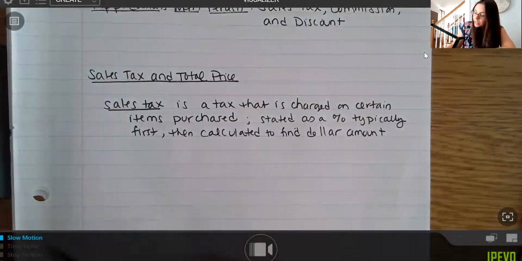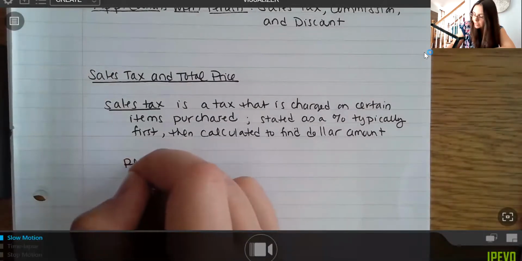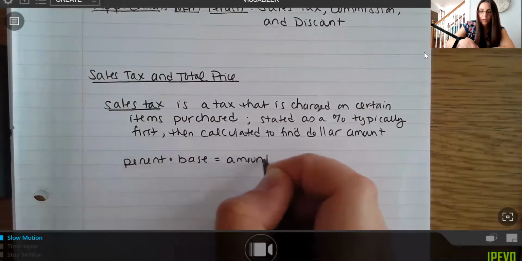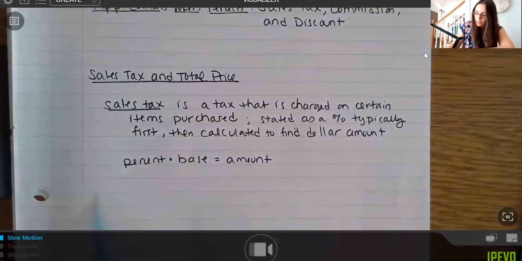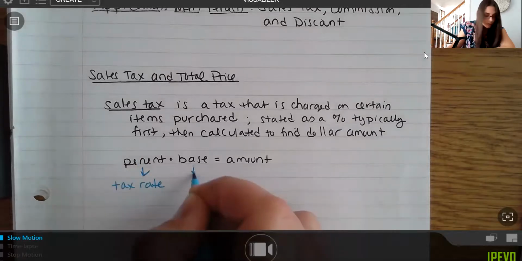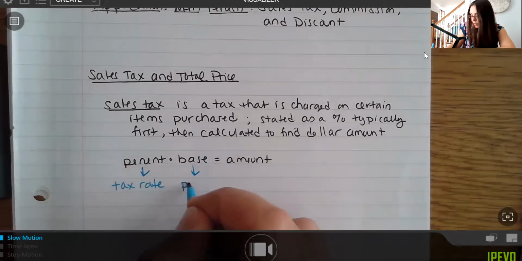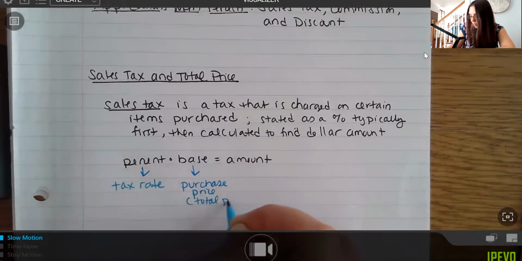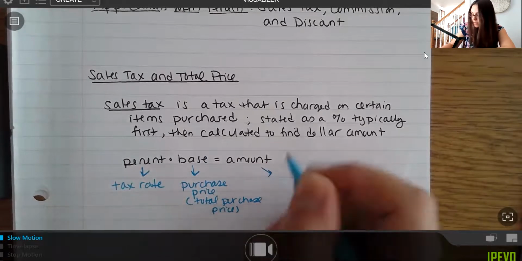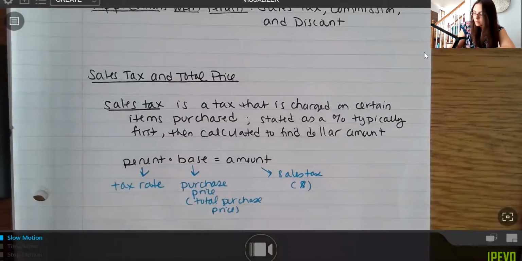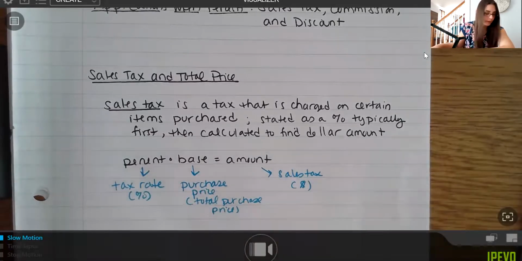Okay. So we can still use that same general formula. So you have percent times your base equals your amount. And in this particular case, everything has very specific meaning. So the percent here is your tax rate. Okay. Your base here would be your purchase price, right? So that total purchase amount or price. And then the amount is the sales tax that you pay in dollars, right? So we're starting with a percent, and then we're converting it to a dollar amount here.